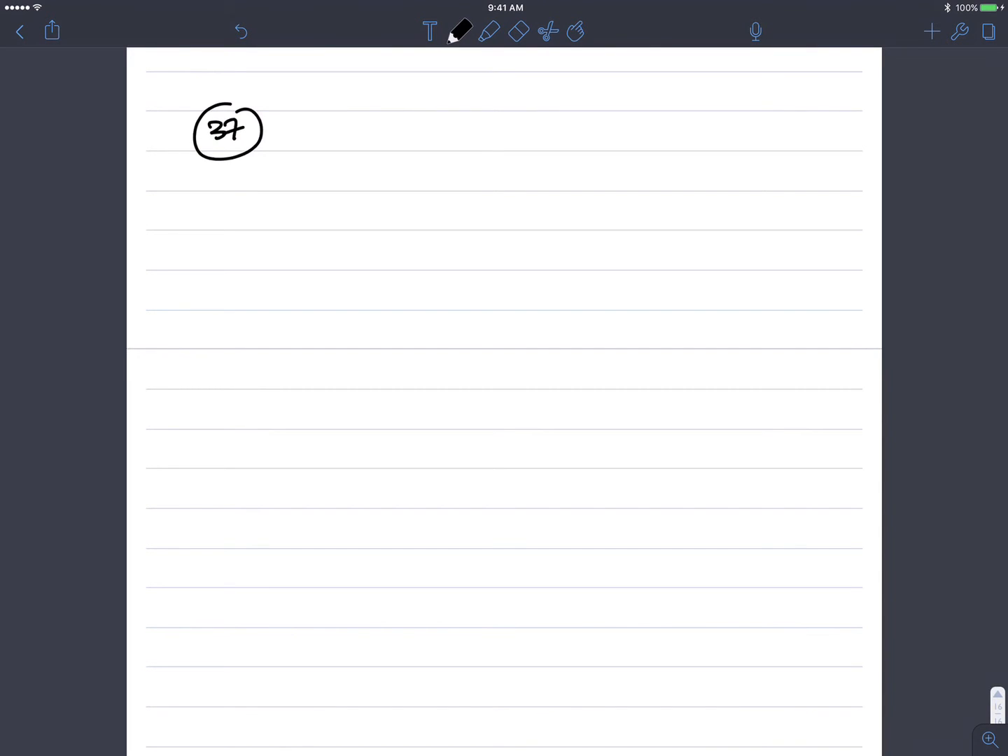37. Log base 2 of x minus 3 plus log base 2 of x plus 3 is 4. Okay?